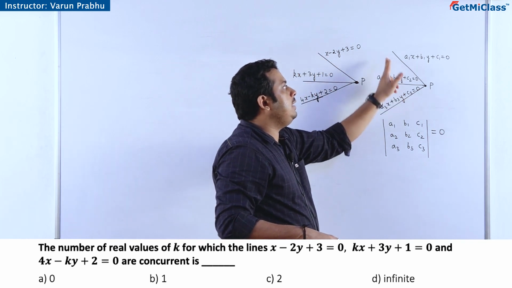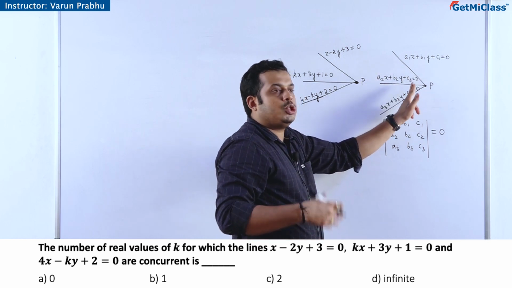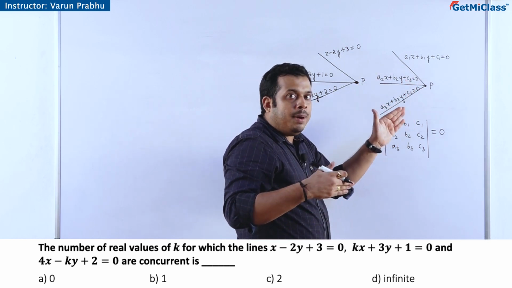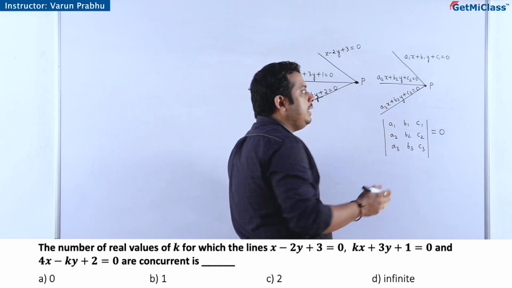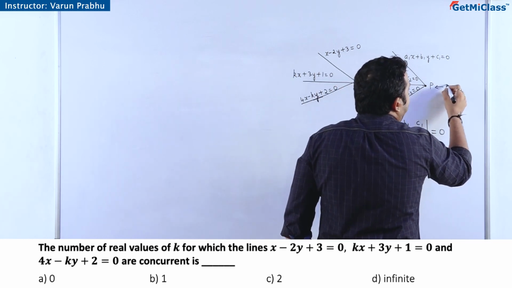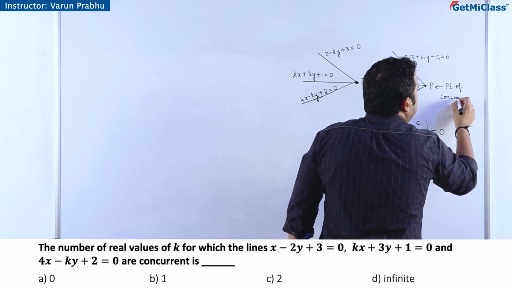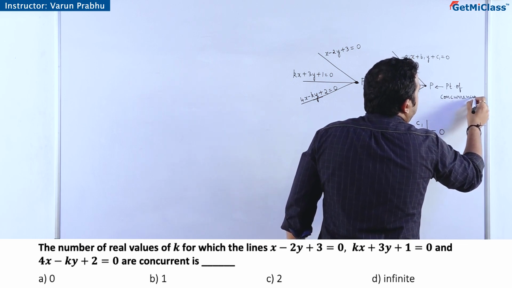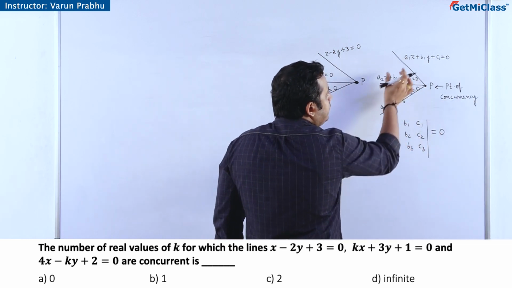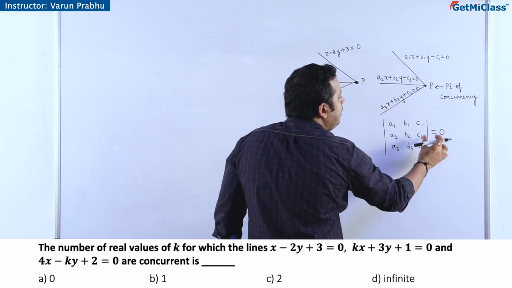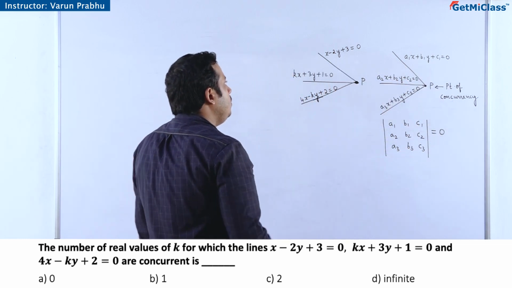What are concurrent lines? Three or more lines, or two or more lines for that matter, which meet at a common point or pass through a common point are said to be concurrent lines. And you know that this point P is called the point of concurrency. What is the condition for concurrent lines? If these are the three lines, the determinant of A1, B1, C1, A2, B2, C2, A3, B3, C3 should be equal to 0.